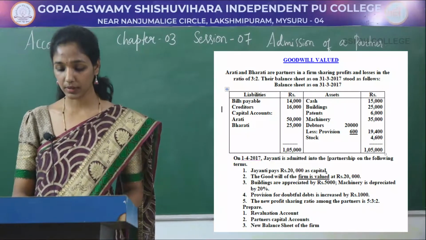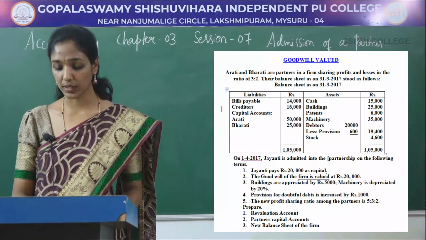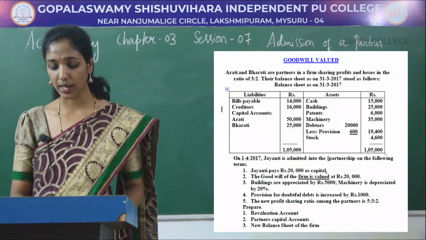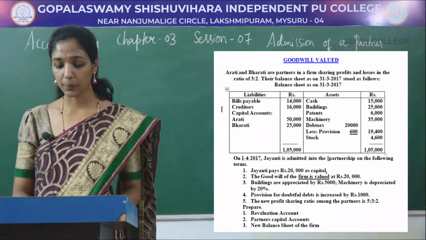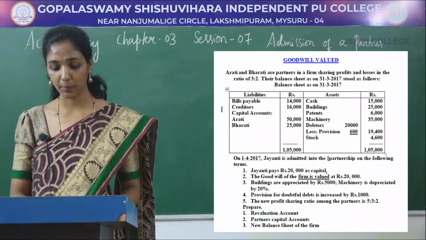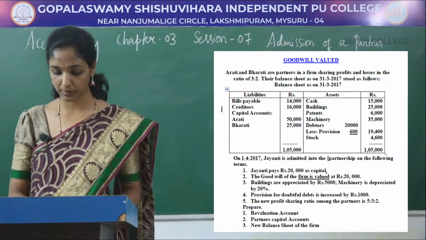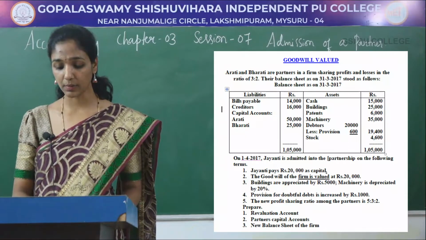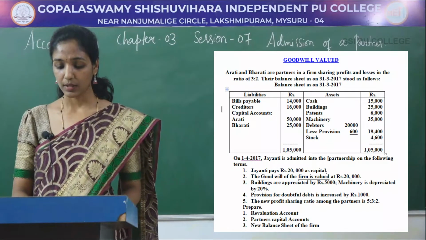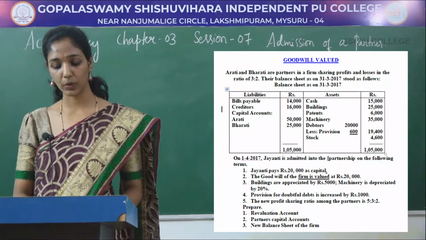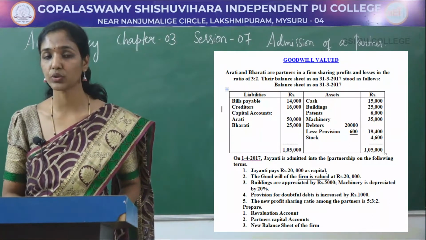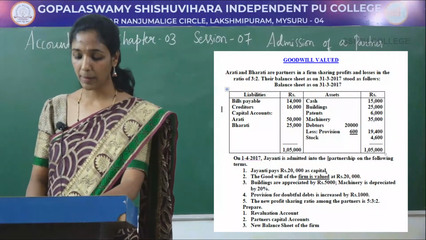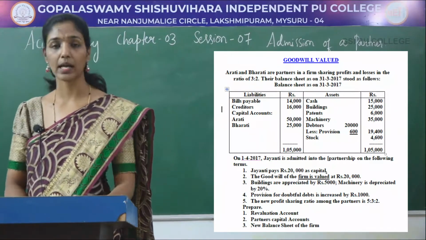The first adjustment is Jayanti pays rupees 20,000 as capital, and the goodwill of the firm is valued at rupees 20,000. Buildings are appreciated by rupees 5,000 and machinery is depreciated by 20%. And next, provision for doubtful debts is increased by rupees 1,000. The next, the new profit sharing ratio between the partners is 5:3:2. Prepare revaluation account, partners capital account and balance sheet of the firm after admission.